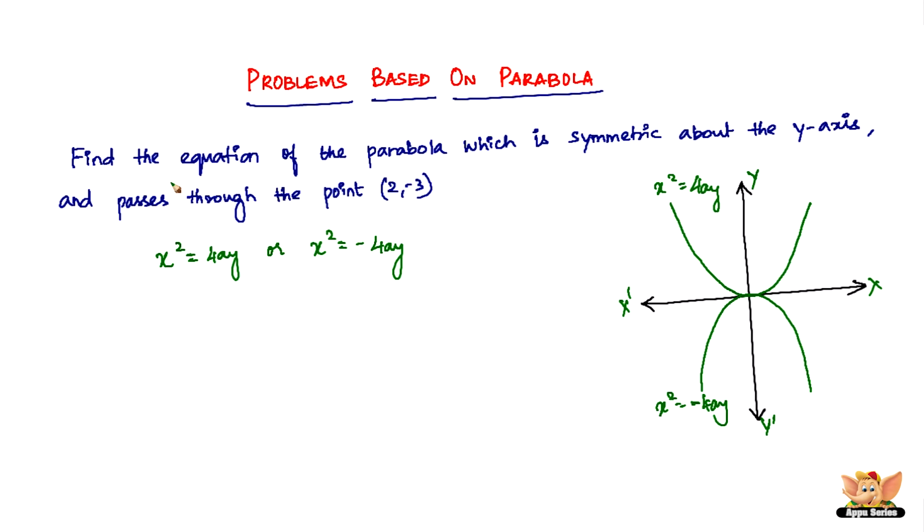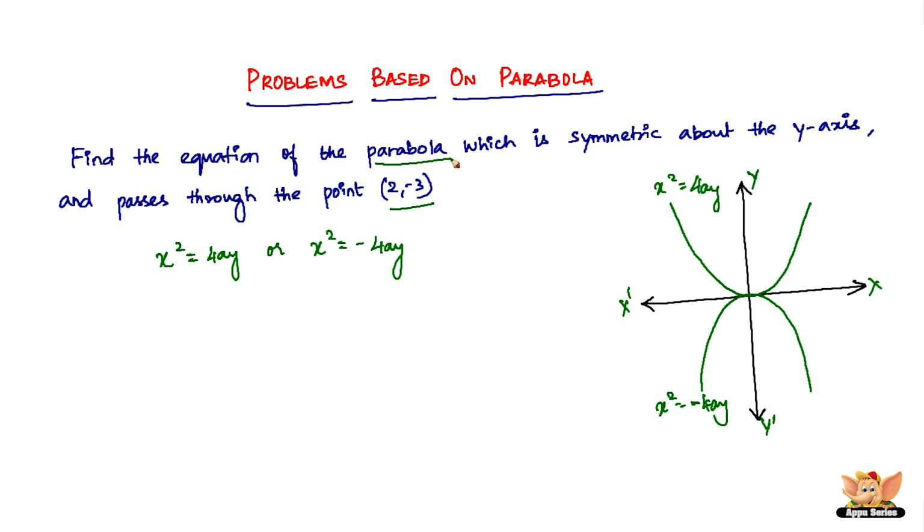It also says it passes through the point (2, -3). And where does (2, -3) lie? 2 is the x coordinate and -3 is the y coordinate. This is positive, positive. This is negative, positive. This is negative, negative. This is positive, negative. So this (2, -3) has to lie in the fourth quadrant, right? Because in the fourth quadrant, x is positive and -3, which is the y coordinate, is negative. So it has to be in the fourth quadrant.